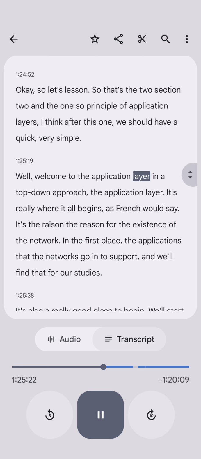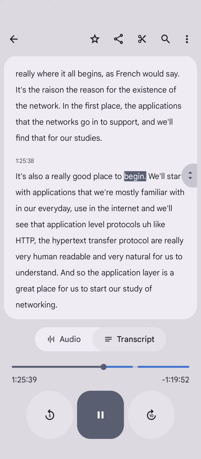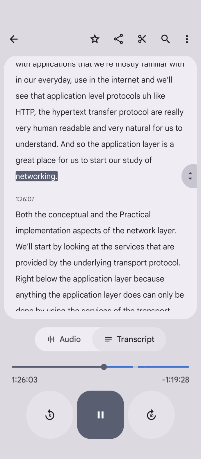Welcome to the application layer. In a top-down approach, the application layer is really where it all begins. As the French would say, it's the raison d'etre, the reason for the existence of the network in the first place, the applications that the network is going to support. And for our studies, it's also a really good place to begin. We'll start with applications that we're mostly familiar with in our everyday use of the internet. We'll see that application level protocols like HTTP, the Hypertext Transfer Protocol, are very human readable and very natural for us to understand. And so the application layer is a great place for us to start our study of networking.